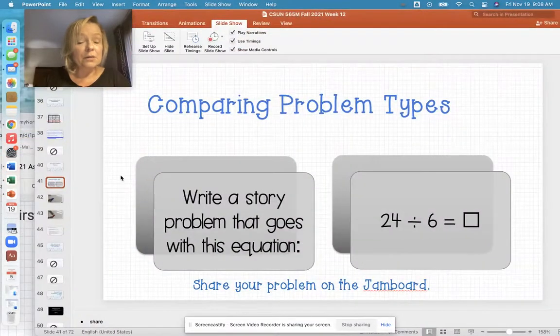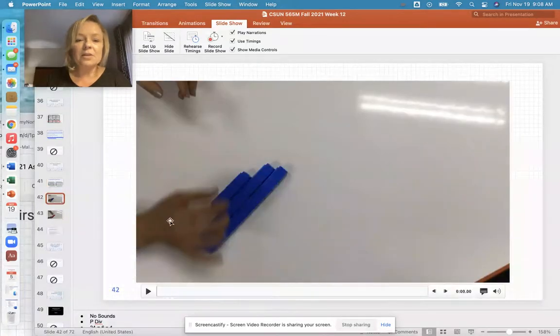Okay, so you've written your first story problem on the Jamboard. We're going to watch two interpretations of this problem, and then I'm going to ask you to think about which example best matches your problem. Okay? There is no sound with this video. It's just the tap, tap, tap.